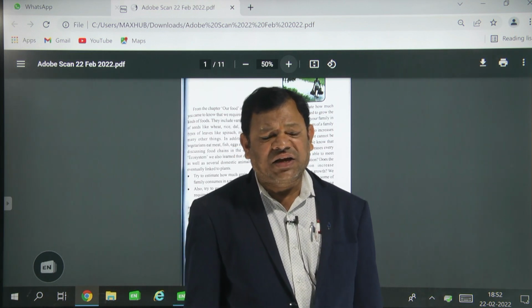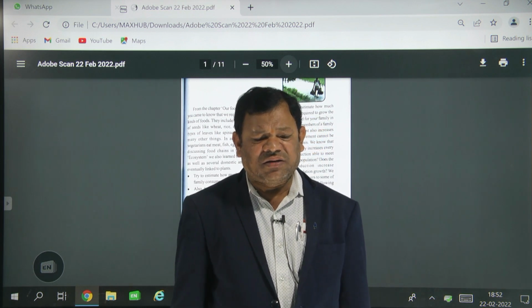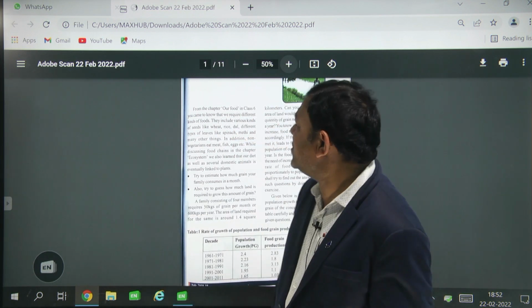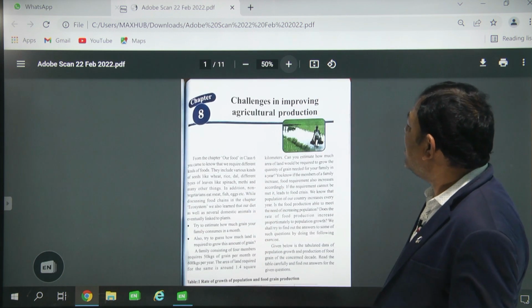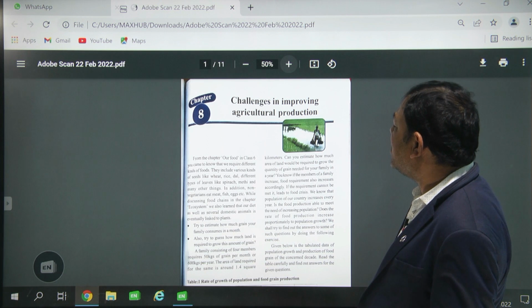These are the food we get from plants and animals. So in this lesson, especially, we will study what are the challenges we face in increasing agriculture production?